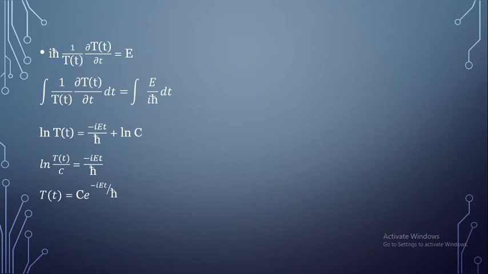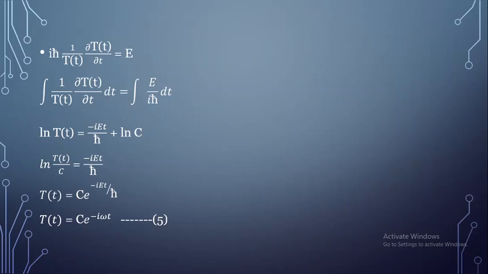Many times we define energy with respect to omega, and we know that in quantum mechanics E is equal to ħω. If you substitute it, ħ will get cancelled out and we are left with the solution for T(t), which is equal to C times exponential of minus iωt, and this will be called equation number 5. So one part of the eigenfunction is solved.